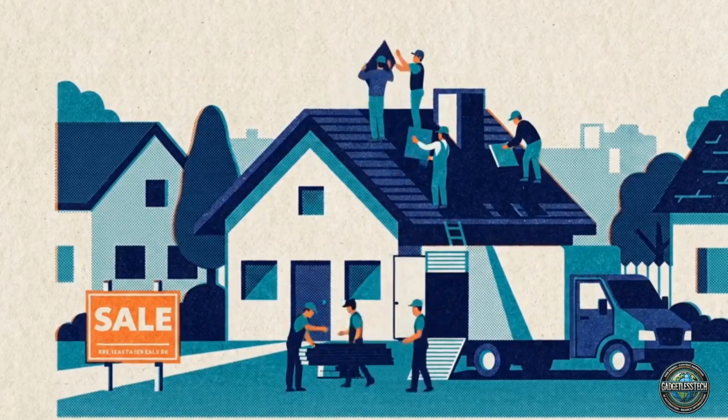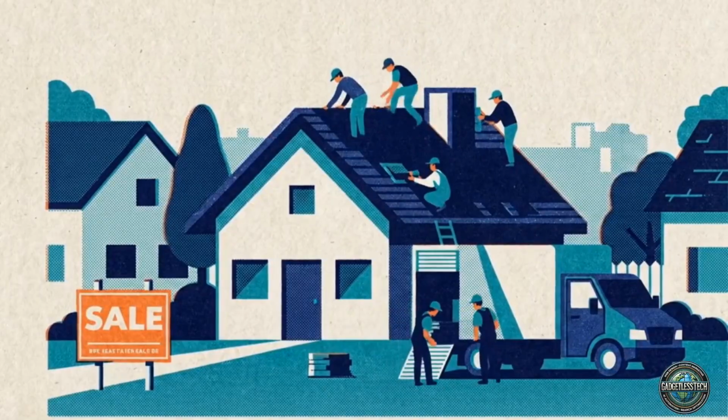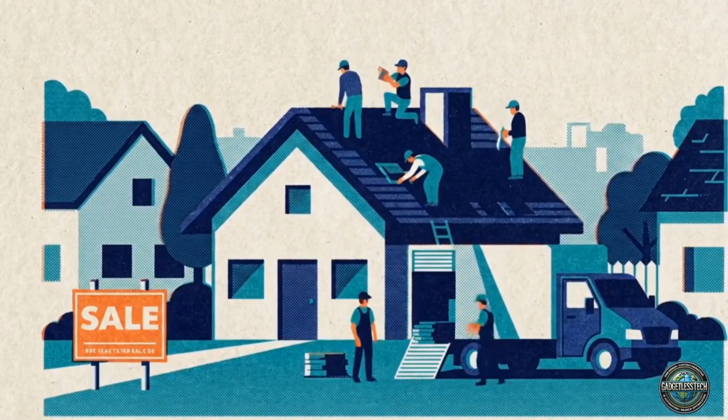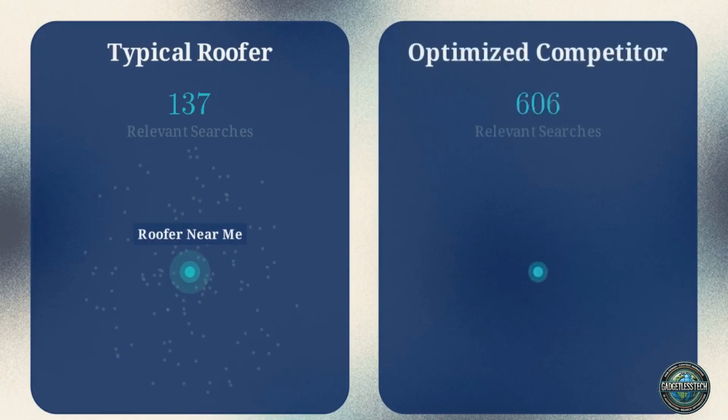If you run a roofing business, competitors aren't just outranking you, they are outcovering you, capturing territory where your business doesn't even exist. On this search dashboard, a typical roofer appears for 137 searches. An optimized competitor shows up for over 600. The problem is single keyword obsession.